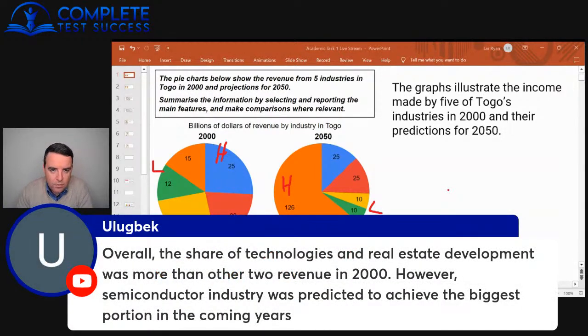So let's look again. Overall, the share of technologies and real estate development was more than the other 2 revenues in 2000, but there was another 3 revenues. So if you're saying that they were highest, then okay, that's confusing a little bit because you said the other 2 revenues. If you meant the other 3 revenues, that would have been okay. Semiconductor is predicted to have the highest proportion, the biggest proportion in the coming years. Well, in 2050. Okay, so you give me the highest in each one.